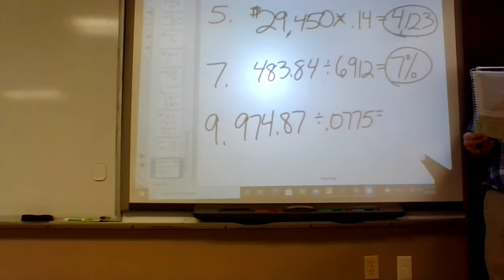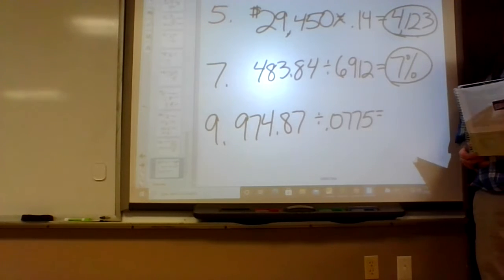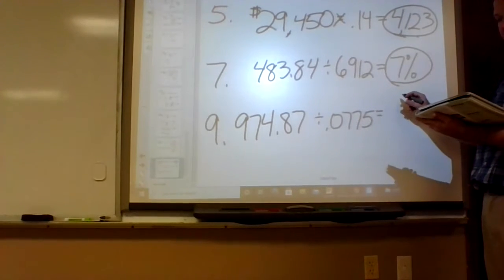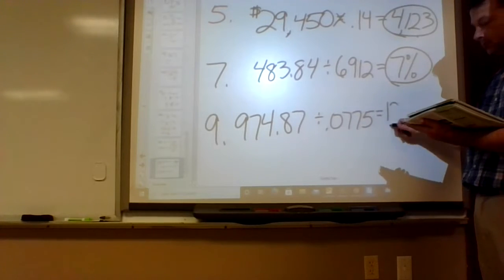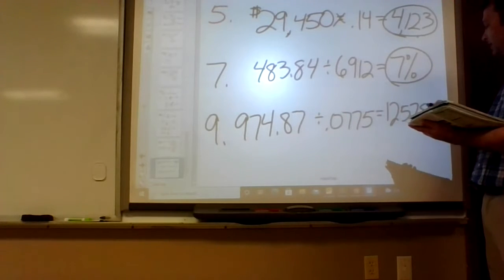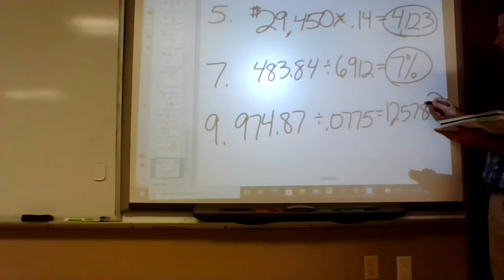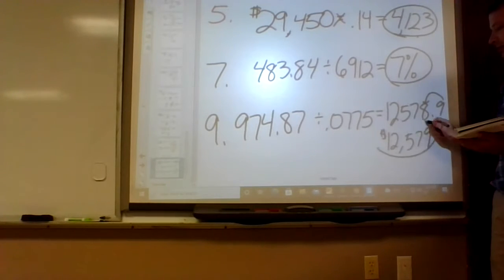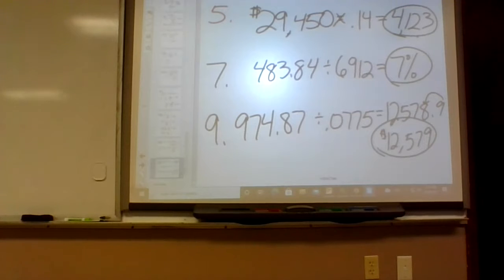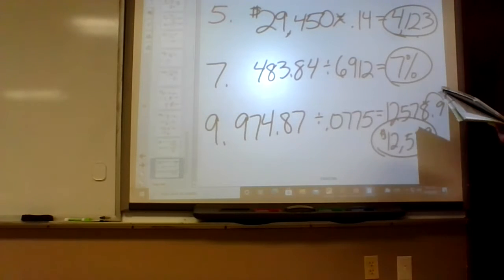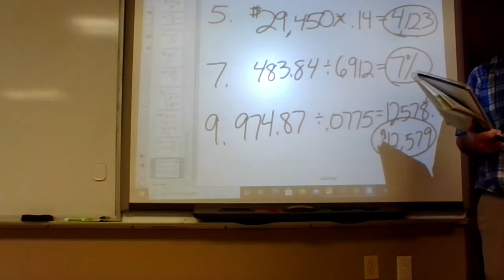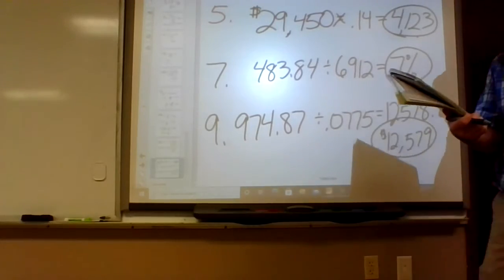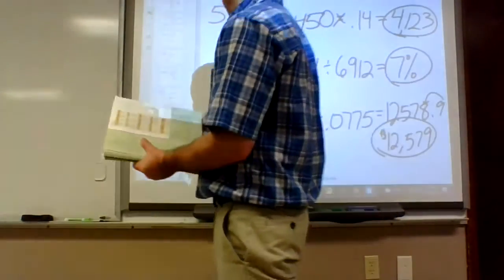It says we're supposed to round sales to the nearest dollar. So what's the answer on your calculator rounded to the nearest dollar, Olivia? 12578.9. So to the nearest dollar, 12,579. Okay, so far so good? 3 boxes left.